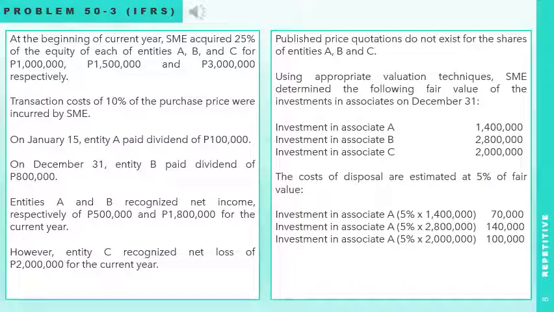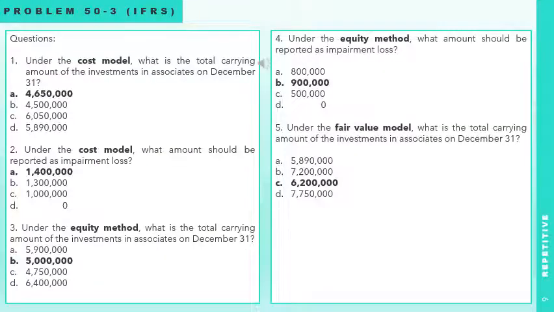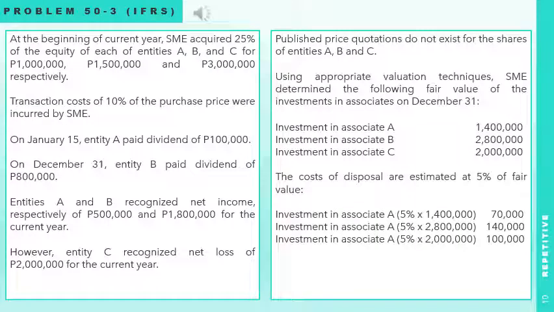So, andito na po tayo sa problem 50-3. And I was assigned to discuss the first question. So, ang ating pong question, under cost model, what is the total carrying amount of the investments in associates on December 31? So, bago po tayo mag-proceed sa solution, basahin ko po muna yung problem.